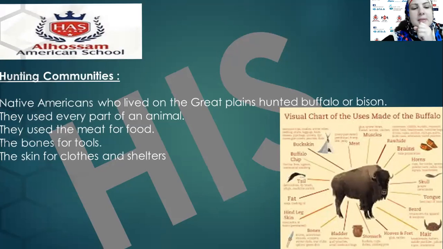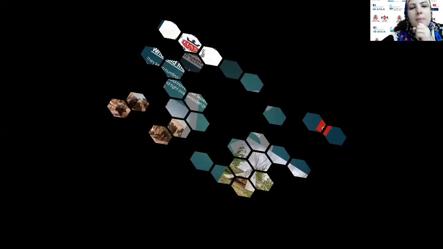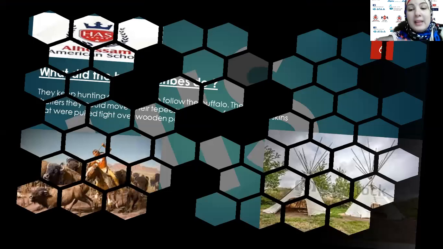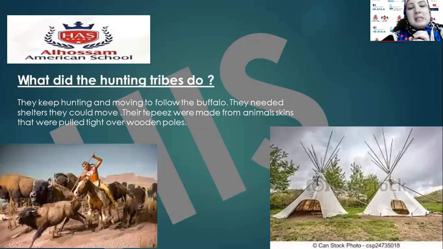Those tribes live in teepees. A teepee is a tent with animal skin pulled tight over wooden poles. Clear? So now we agree that the hunting tribes move from one place to another, and their homes are made of animal skin. That's the first part.